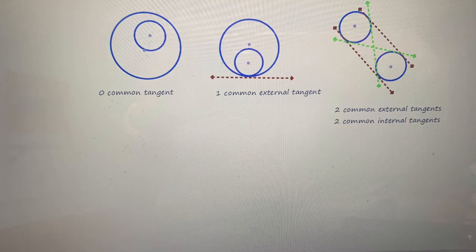You can see that circles can have 0 common tangent lines, 1 common external tangent. Some of them both have external and internal common tangents. The green are the internal, the red are the external.